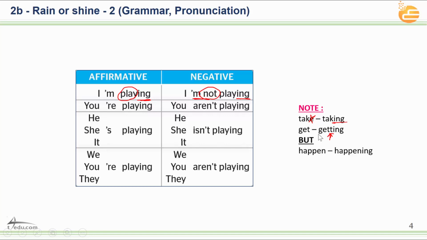Get, getting. But this one, happen, we should write it like this, happening. This is one N and this is one N. Why didn't we do it just like this? You know why? Because we have consonant, vowel, and two consonants. And we said one consonant with a vowel and one consonant, we have to add another letter. Okay? Don't forget those, the E and the doubling.